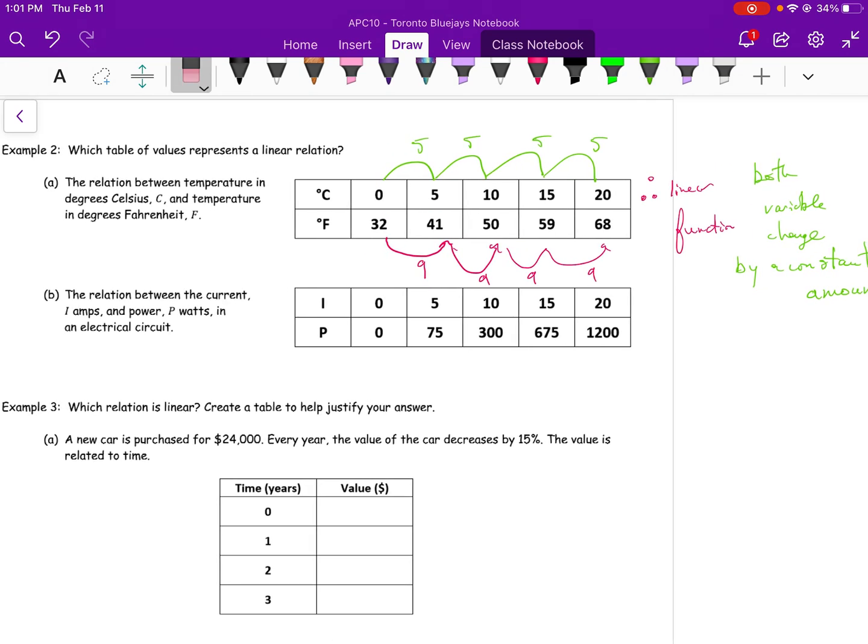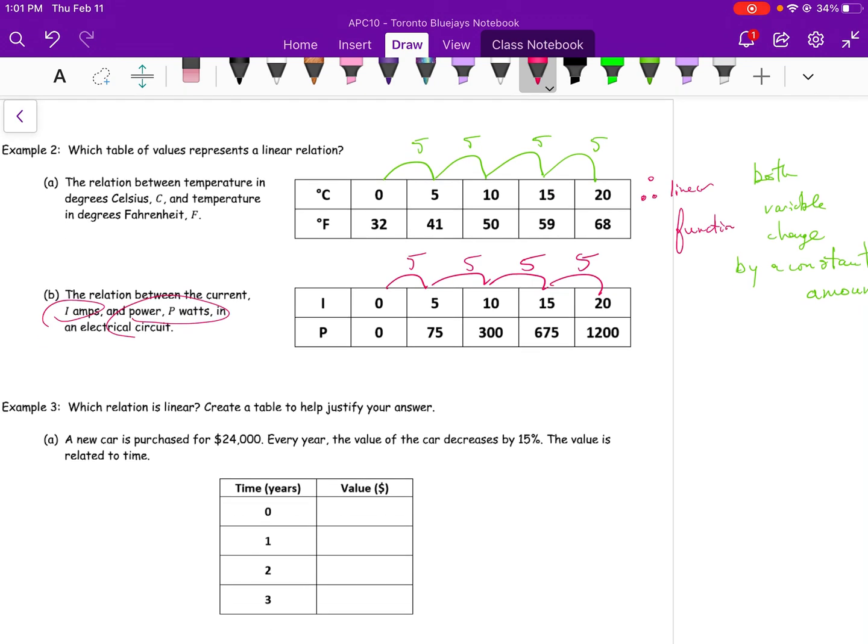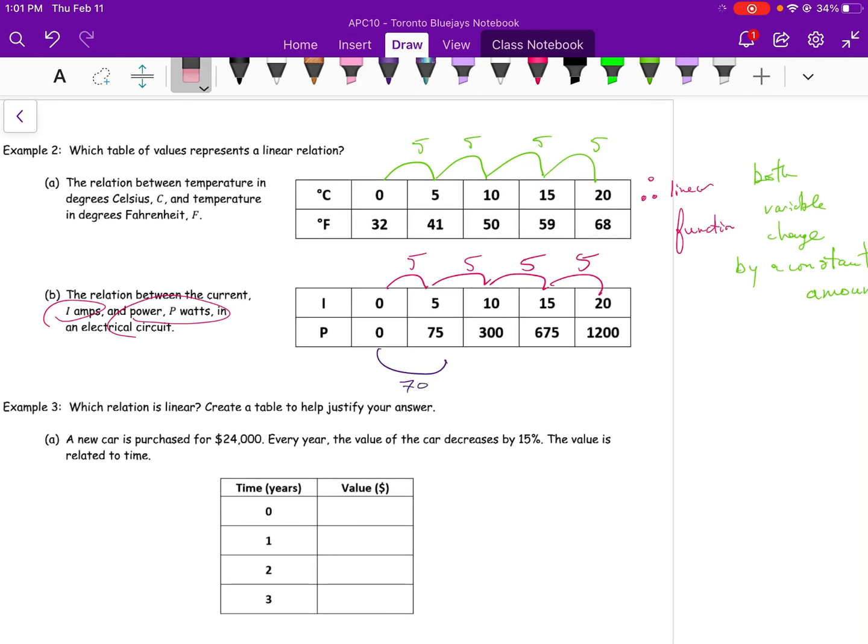Now I'm going to go to example 2B. I'm just going to erase this because it's clogging up the way. Now I'm just going to do some math, and what I notice, the relationship between the current I in amps and power P in watts in an electrical circuit. So I is the current, and what I notice in our table is our current increases by a constant amount, and it's 5. So this is looking really positive. What I notice is that my other variable goes from 0 to 75, so that increased by 75. Can't really tell too much yet. And then the next step up, that increases by 225.